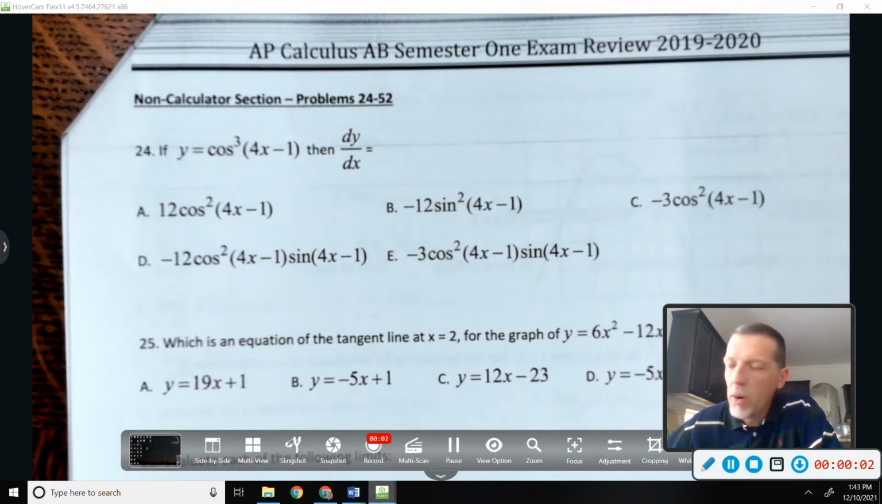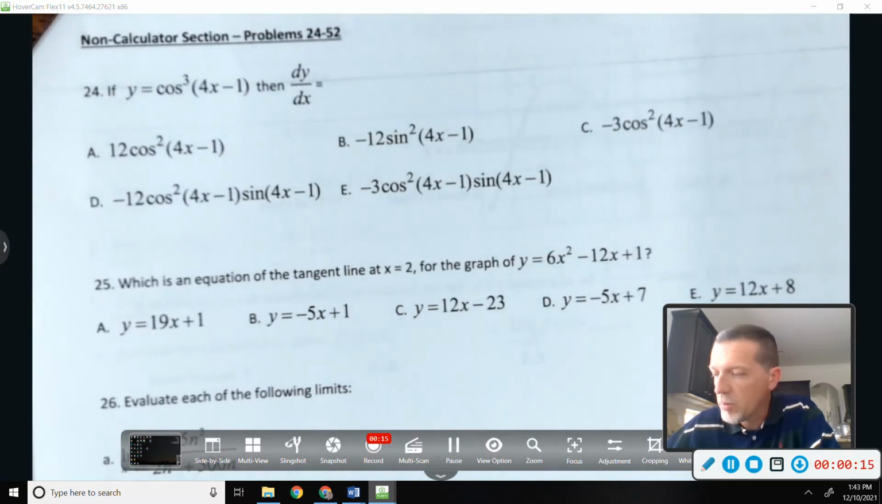Welcome to part 2 of the Calculus Semester 1 exam review odd problems. Mr. Wolf working them out cold turkey without having looked at them before. Find out if I really know what I'm doing here.